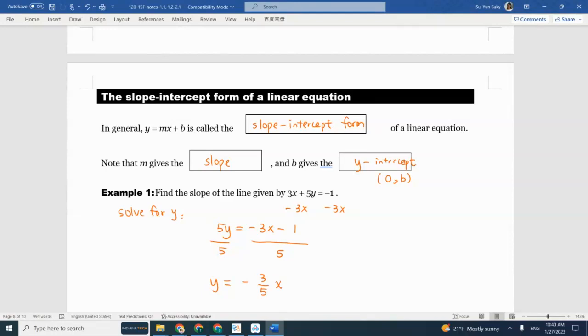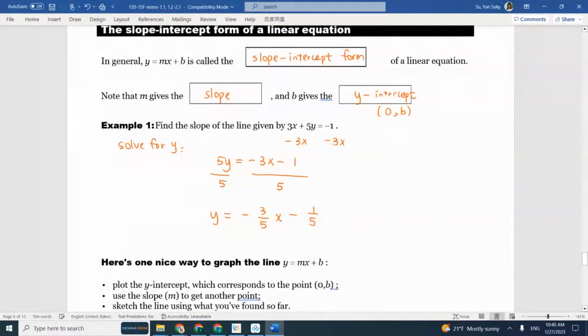Good. All right, so we have the negative 1/5. Right, everybody? So what is the slope? This is the slope: negative 3 over 5. Yeah, everybody? And the y-intercept is (0, negative 1/5).